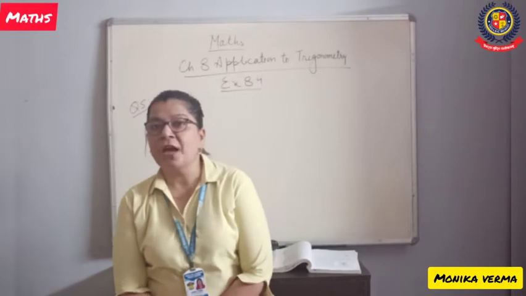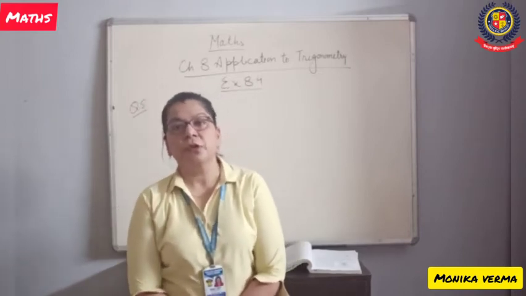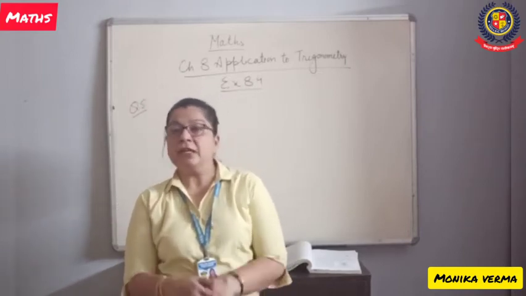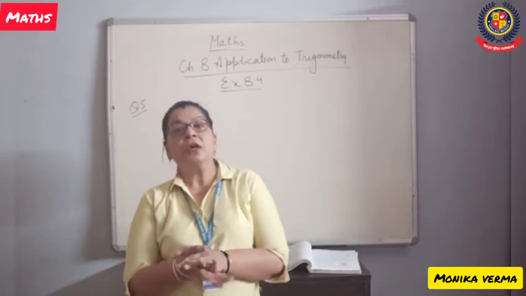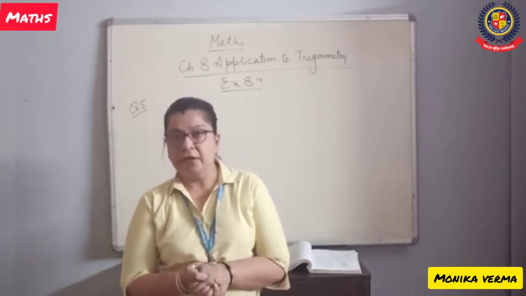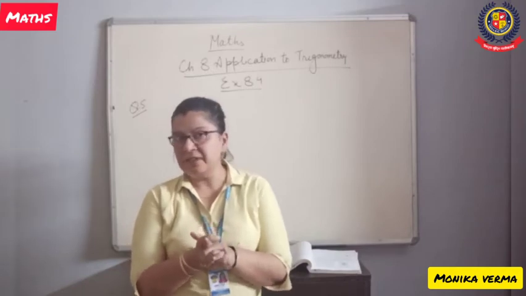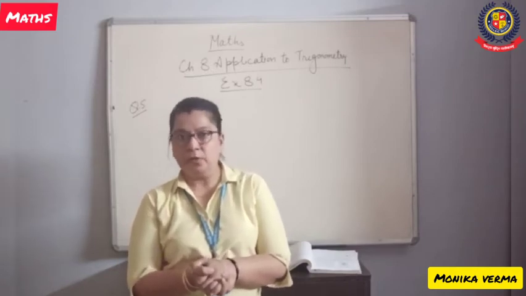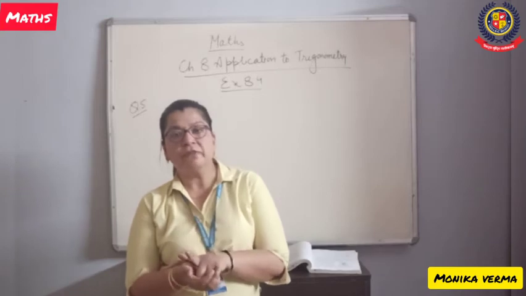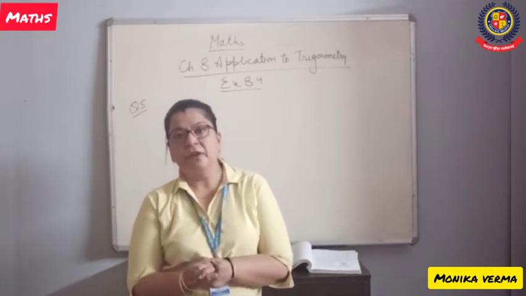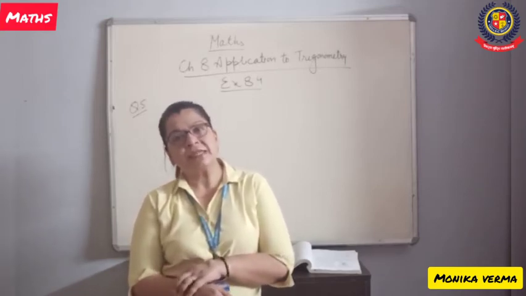We were doing which chapter? We were doing applications to trigonometry. We have learned identities and we were doing question number 5. We have done part 1, 2, 3 and 2 examples. One example is left. We will do that today. Because today one question, part number 5, is the same as the example.